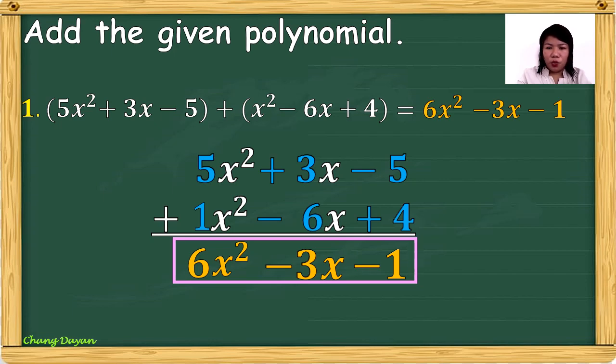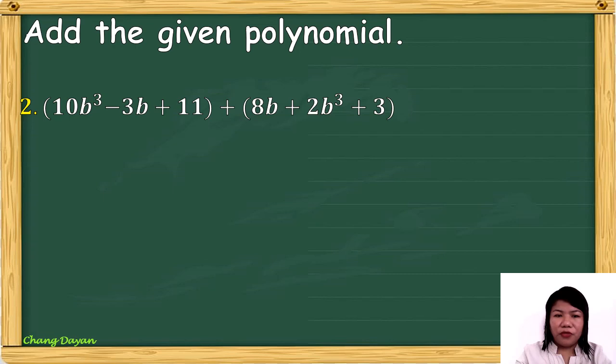Next, number 2. We have 10b cubed minus 3b plus 11 plus 8b plus 2b cubed plus 3. So, kung mapapansin nyo dito, yung naunang ay nasa standard form na, samantalang ating subtrahend ay wala sa standard form. Kapag sinabing nasa standard form, ito po ay naka-arrange base sa kanyang exponent ng kanyang literal coefficient. So, dito mas nauuna ang may mataas na exponent, which is 3. Dito, samantalang dito, pangalawa lang siya.